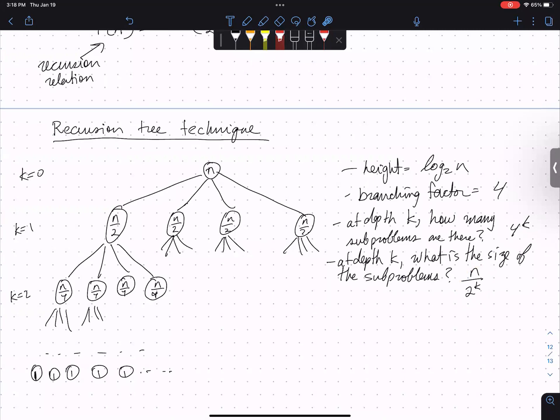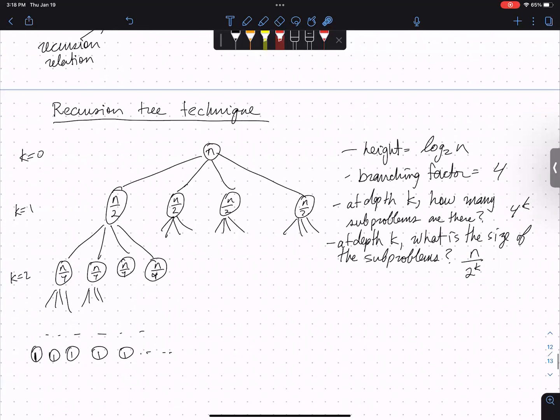You can plug things in to make sure you didn't make an off by one error or something like this. At k equals 0, we expect n. So n over 2 to the 0 is n. And you could try k equals 2. We should get n over 4. And if we plug in k equals 2 here, we do get n over 4. So that's good.